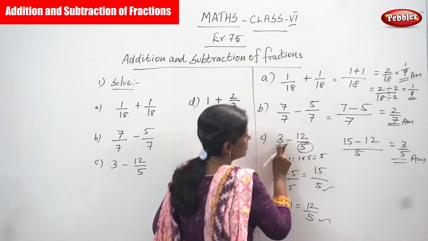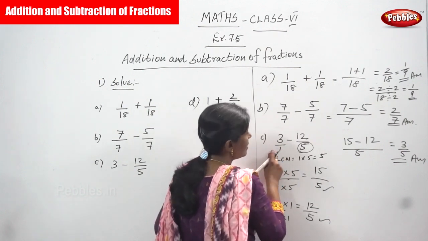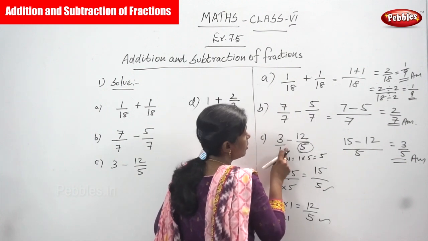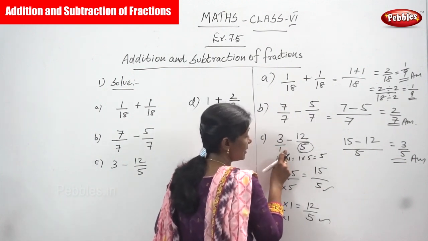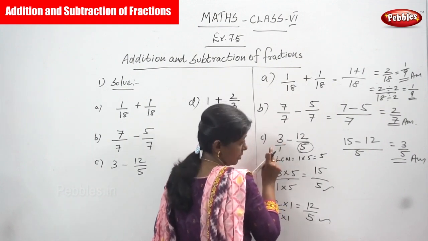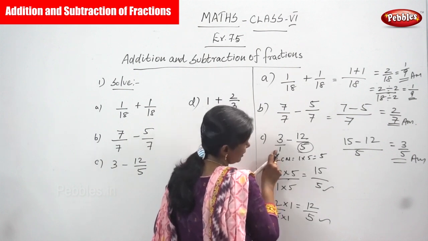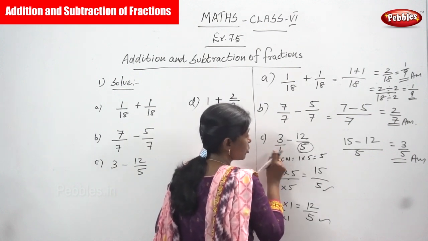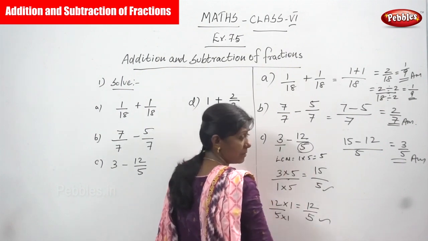So that is the reason this denominator 1 becomes 5. This denominator 1 is multiplied by 5, so the numerator is also multiplied by 5. So 3 into 5 you can get 15, and 1 into 5 you can get 5.